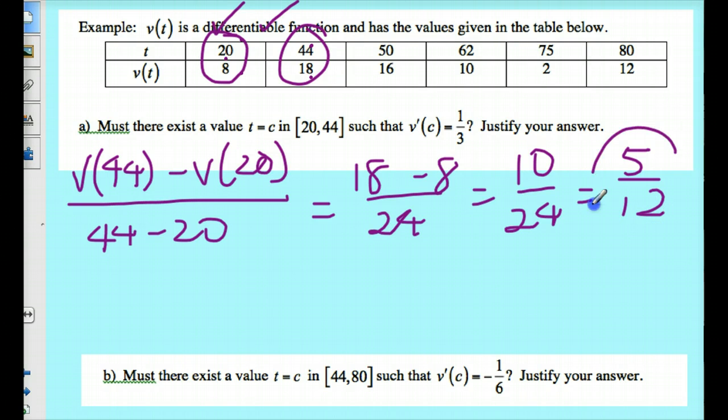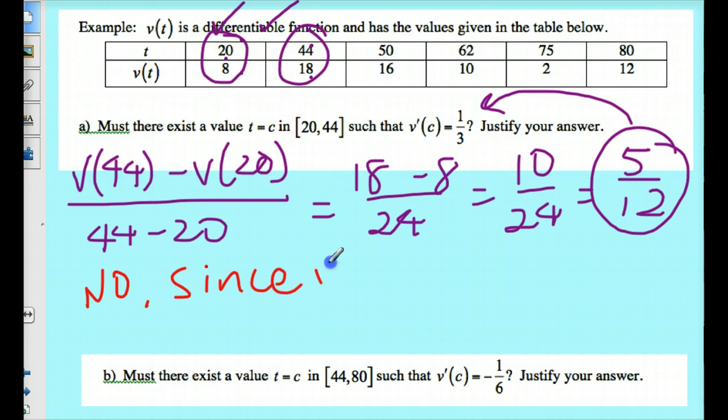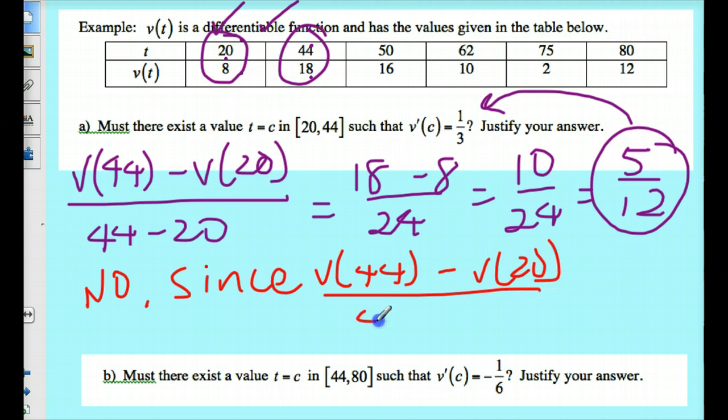So does this 5 over 12 match the answer right here? No. So how we would state this is no, since v of 44 minus v of 20 divided by 44 minus 20 is not equal to 1 over 3. There you go. Let's try the next one.